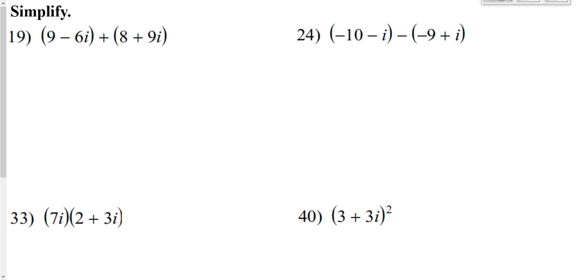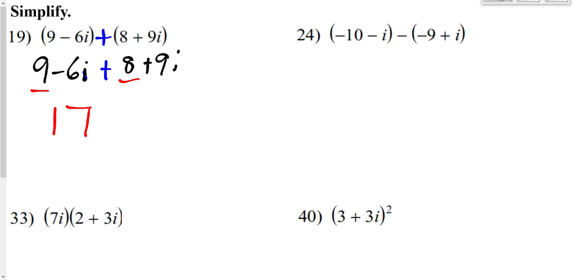Well, here we're just adding. And remember, when you're adding, we don't really need the parentheses, so I'll just write down what we have. And then remember, you can multiply or add in any order you want. So all I'm going to do is combine together my like terms, those that don't have i's. A 9 plus 8 is 17. And then I'm going to go ahead and deal with my like terms of the i's. Negative 6 of the i's plus 9 of the i's is plus 3 of the i's.